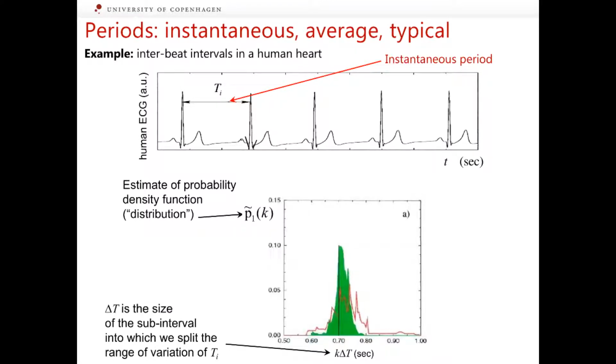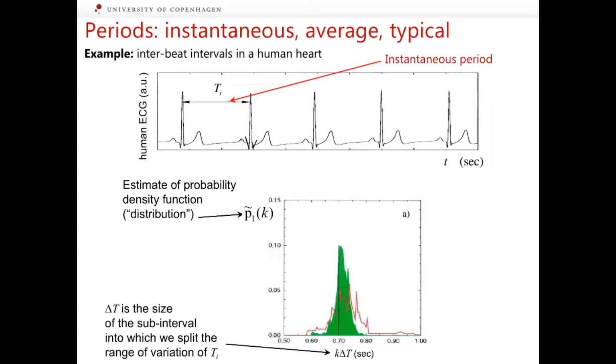To obtain the distribution, we find the minimal and the maximal values of instantaneous periods and split the whole range of variation of periods into boxes of size delta t. We then count the total number of periods which fall into each of the boxes and divide this number by the total number of periods recorded.